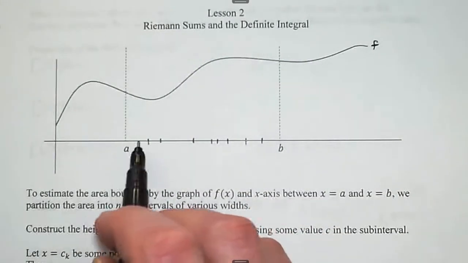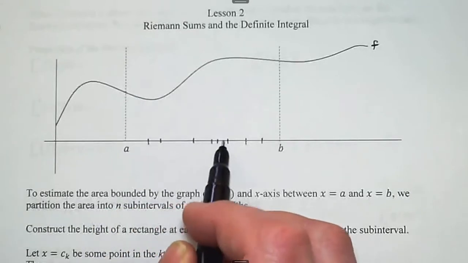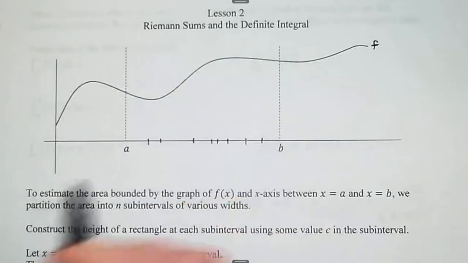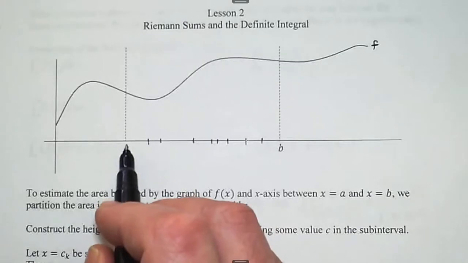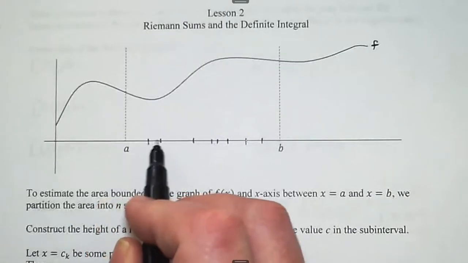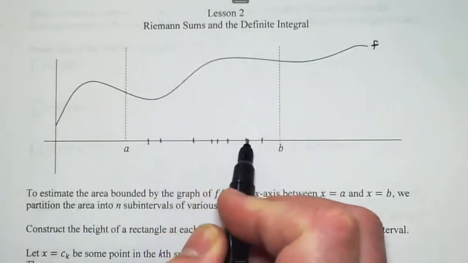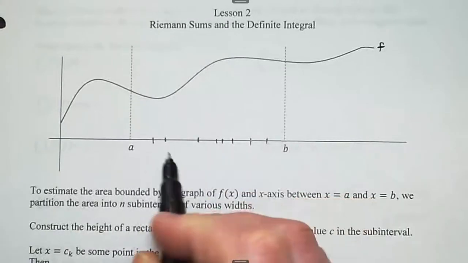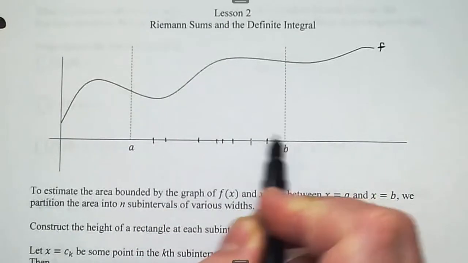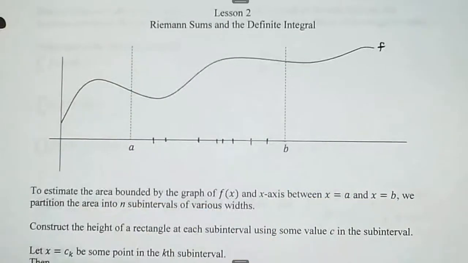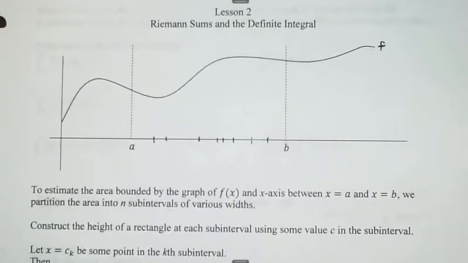I got 1, 2, 3, 4, 5, 6, 7, 8, 9 subintervals here, and I had to pick points 1, 2, 3, 4, 5, 6, 7, 8 points in the middle. Then if I add B at the end, that's 9, and A at the front, that's actually 10. So if I have 9 subintervals, I actually had 10 different points that I'm looking at.